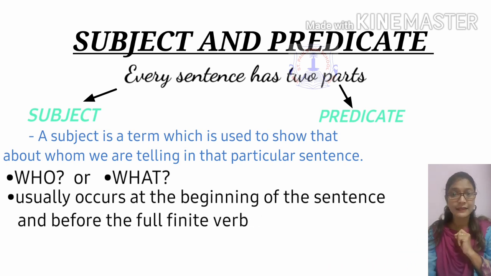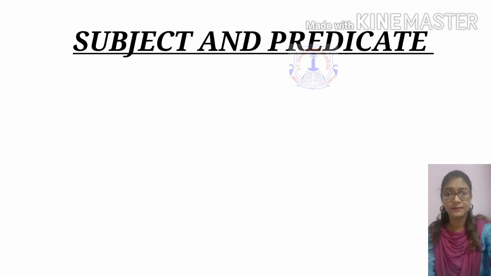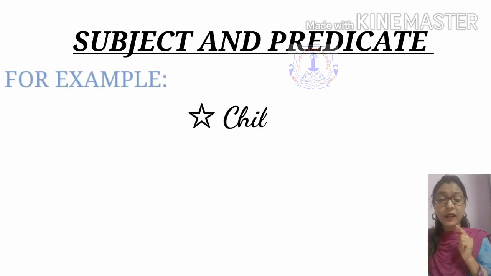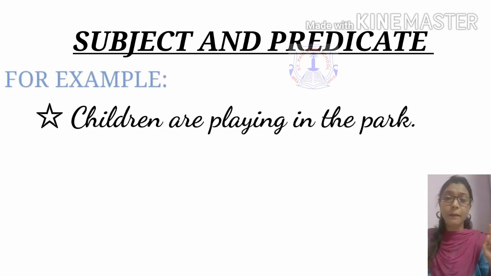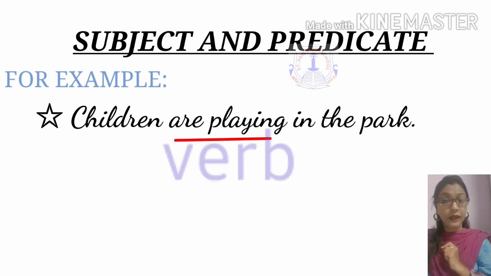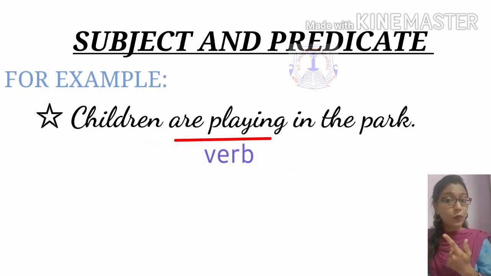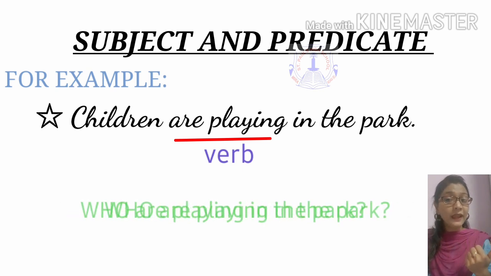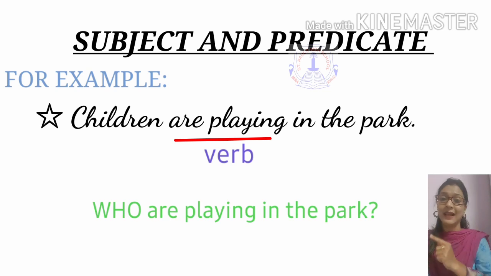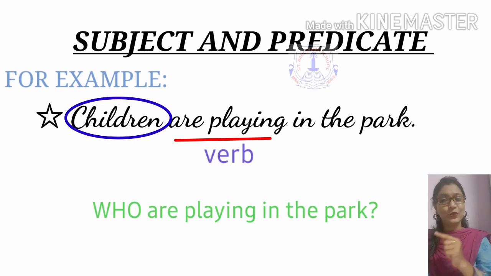So let us see this through an example. Children are playing in the park. Now first we will see which is the verb. Which is the verb in the sentence? Are playing. Now we ask the question, what is the rule 1? It is, we ask the question, who are playing in the park? We got the answer, children. So children becomes the subject.